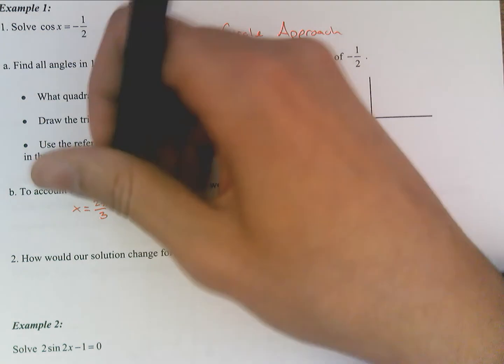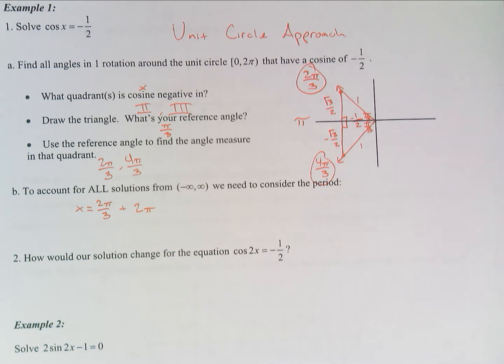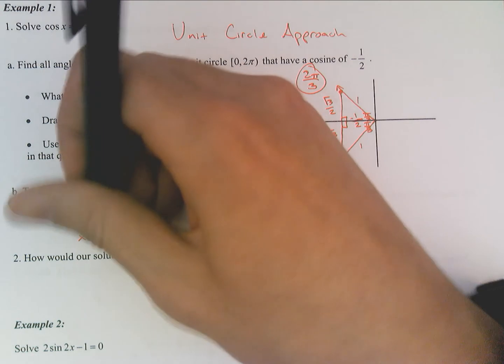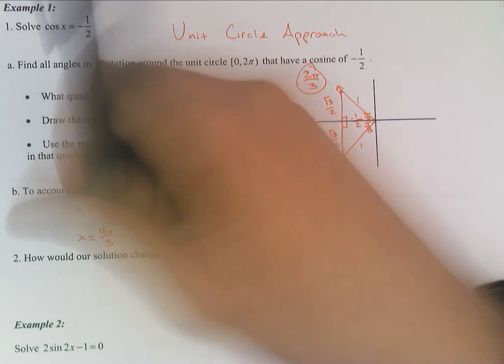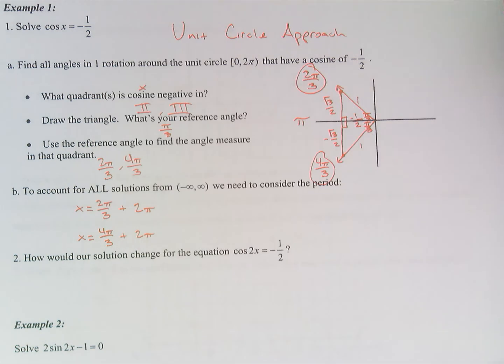We can add a full revolution, right? 2 pi. We can add another and say 4 pi. Add another and say it's 6 pi, or plus 8 pi, and so on. The same is true for our other angle. We could say x equals 4 pi over 3 and add some number of rotations.